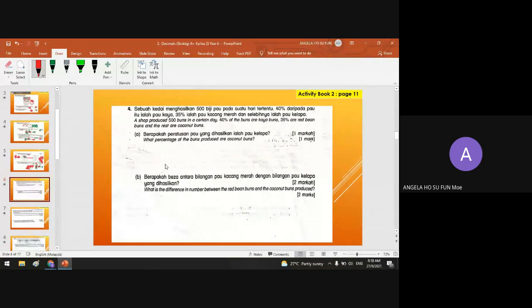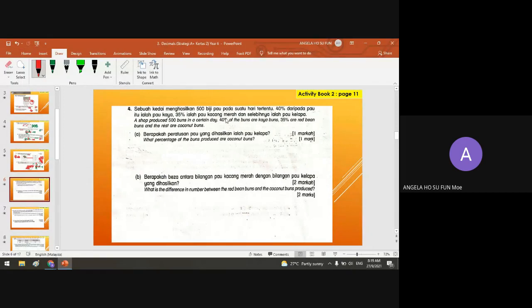Question number 4, right? Look at this. A shop produces 500 buns in a certain day. Maybe it's a bakery lah. 40% of the buns are kaya buns, and 35% are red bean buns, and also the rest is coconut buns. They didn't mention how many percent of the 500 buns are coconut buns. Question asks A, what percentage of the buns produced are the coconut buns?